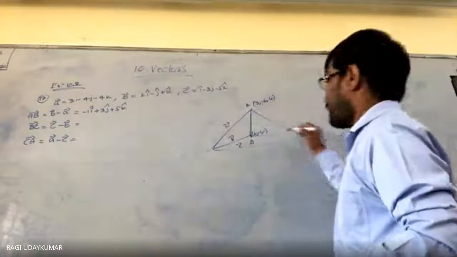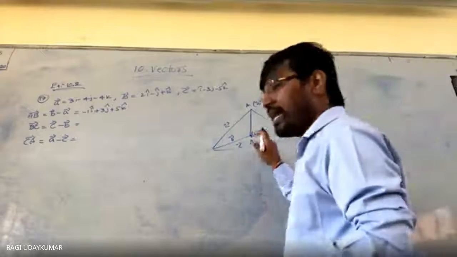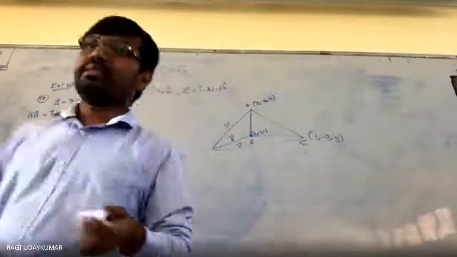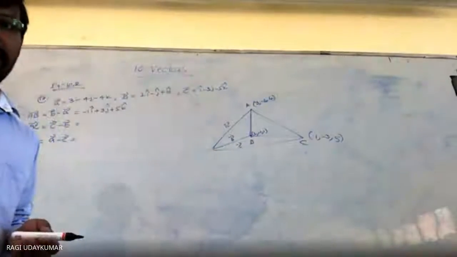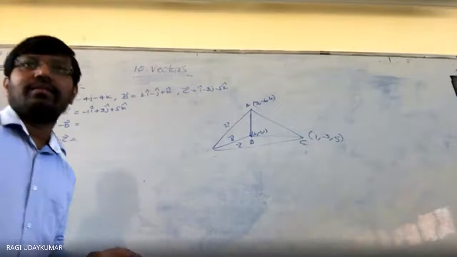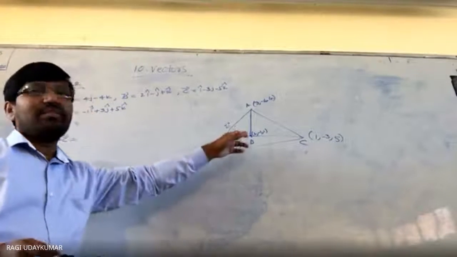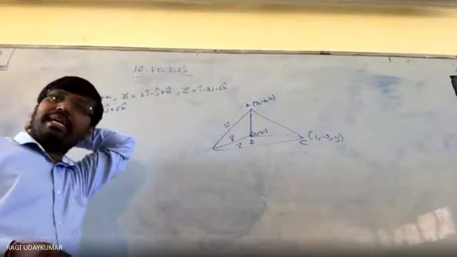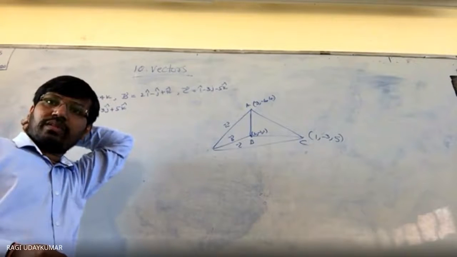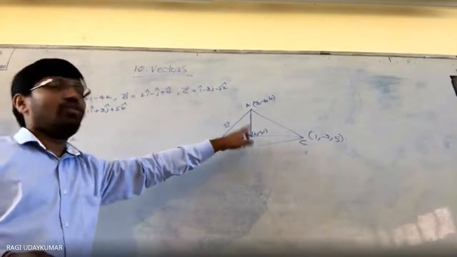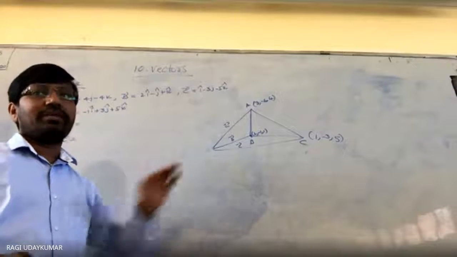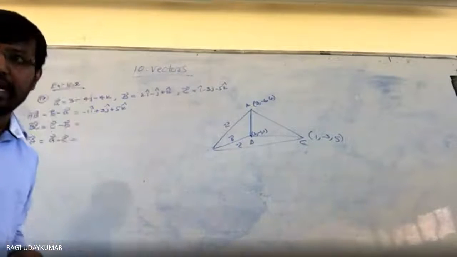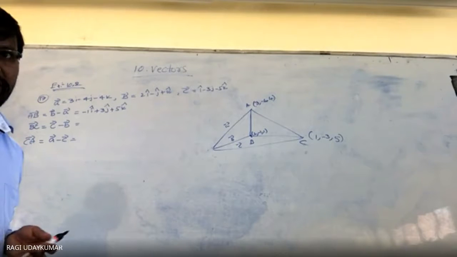Just like a right angle triangle. You may not have the points like this; I just assumed and gave a figure. B may be the right angle, or B may not be the right angle, it can also be somewhere else. I just gave the figure by assumption.